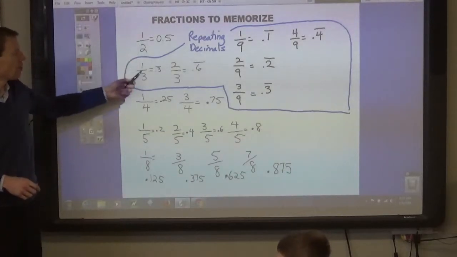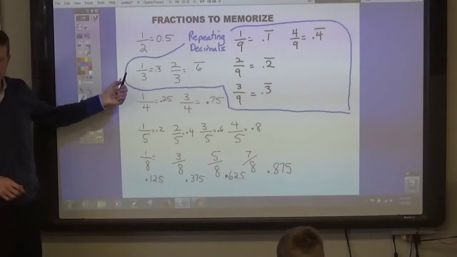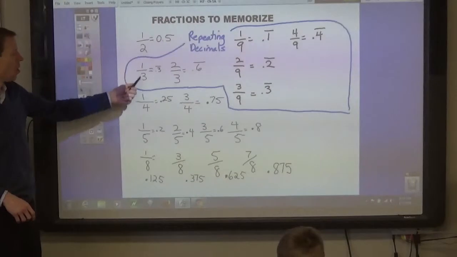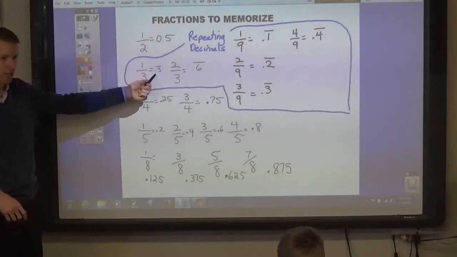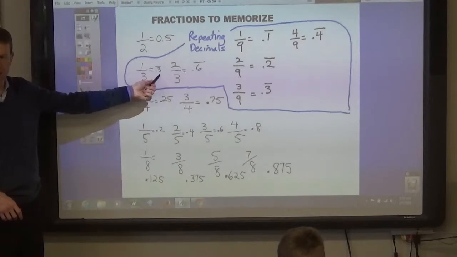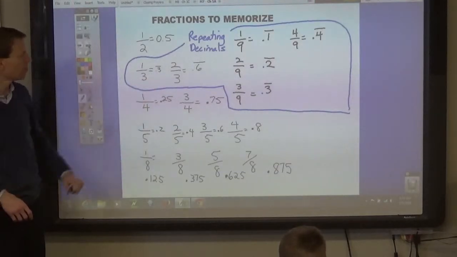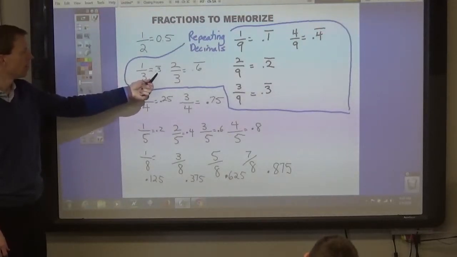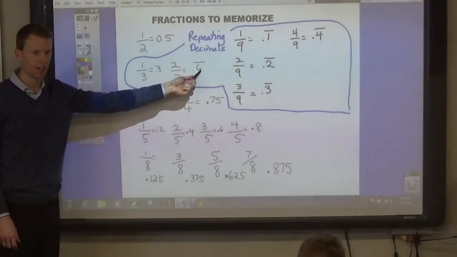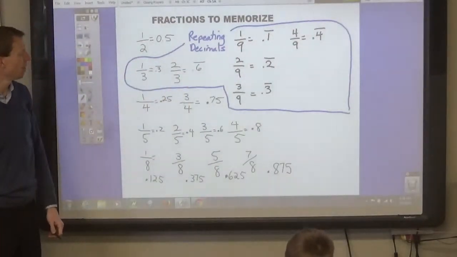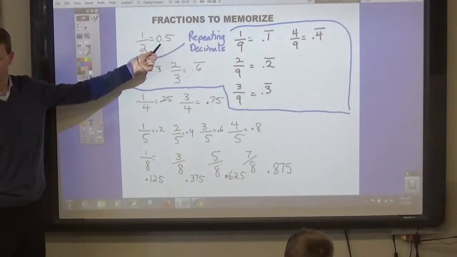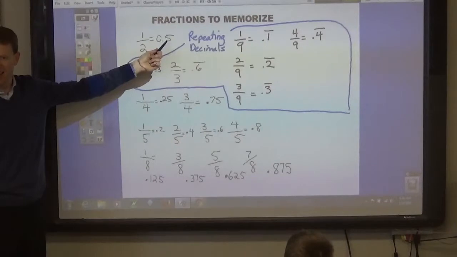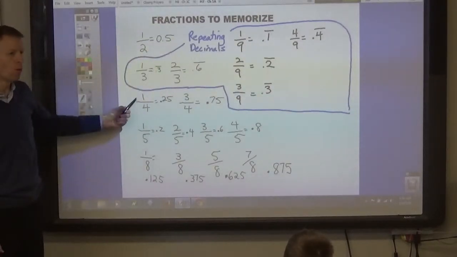Now, these are some that I want you to memorize, because I'm going to list these and you're going to have to just write them down. Okay, I'm just going to list 1/3, and you have to write 0.3 repeating. 1/3 is 0.3 repeating. 2/3 is 0.6 repeating. Okay? 1/2. What's 1/2? 0.5 as a decimal. How about 1/4?